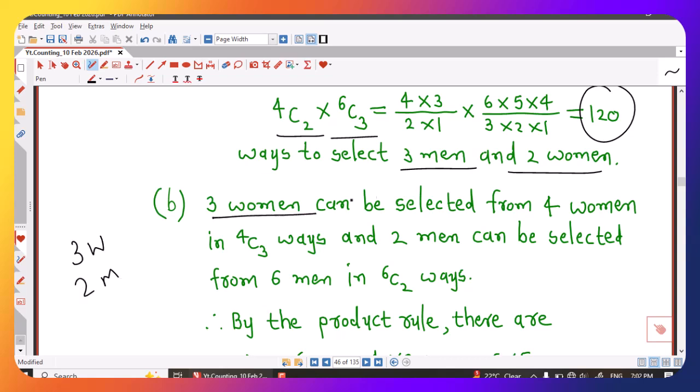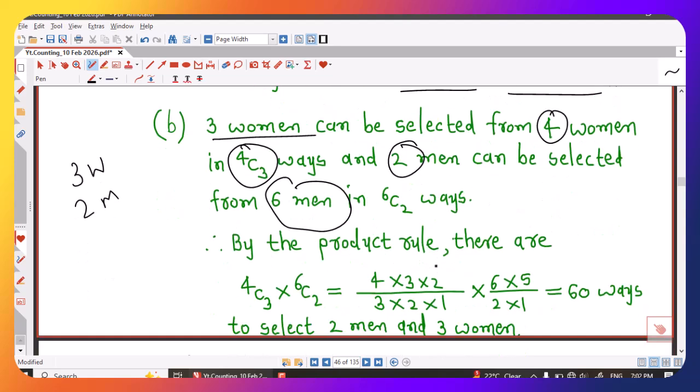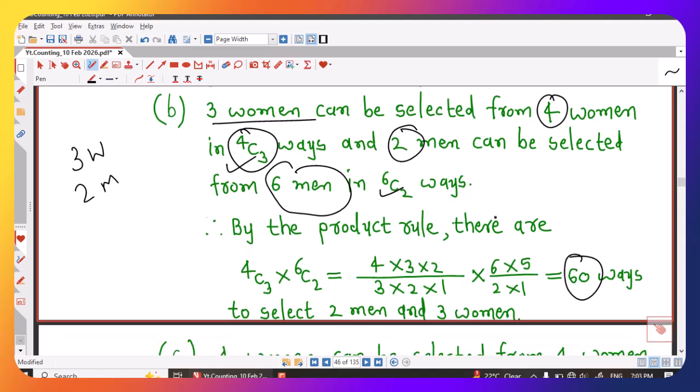So 3 women can be selected from 4 women in 4C3 ways. Similarly, 2 men can be selected from 6 men in 6C2 ways, and thereby by the product rule, we have to multiply these two numbers, 4C3 and 6C2, and that turns out to be 60.